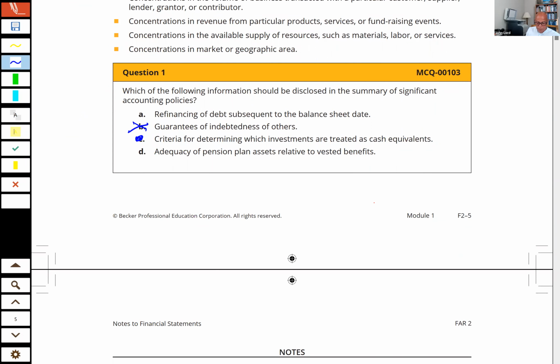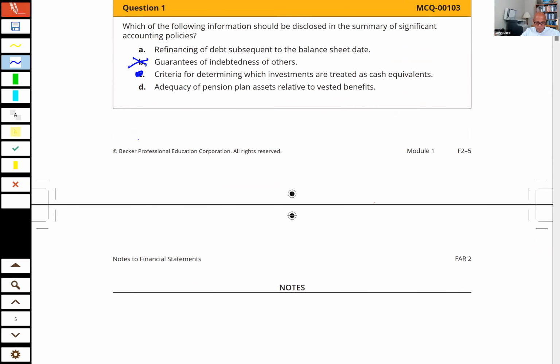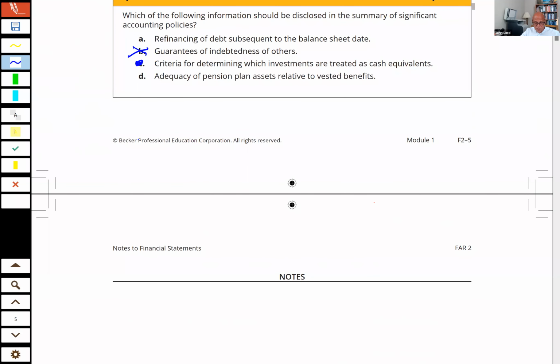Okay. But how you determine what a cash equivalent is, things that have an original maturity of 90 days or less. For example, treasury bills are considered cash equivalents, and we'll talk about that more in chapter 3. That would be the kind of thing that you would disclose in the summary of significant accounting policies. I don't think anyone got sucked in on any of these other wrong answers. These are good disclosure items, but they're not summary of significant accounting policy.